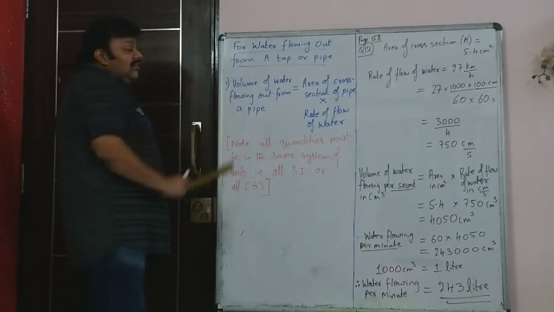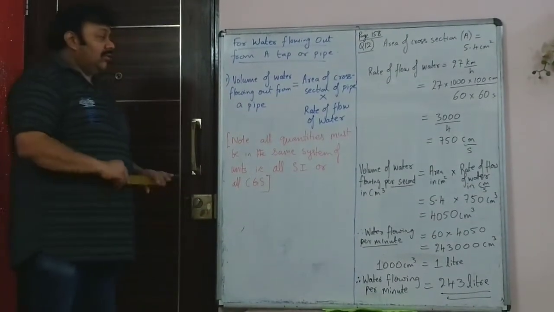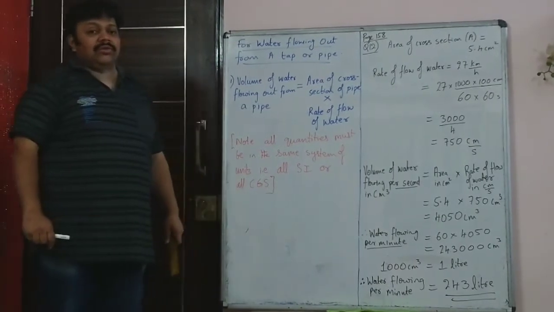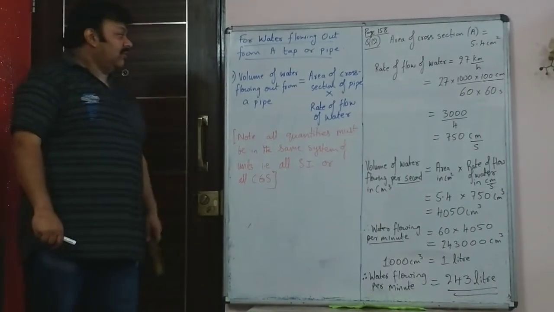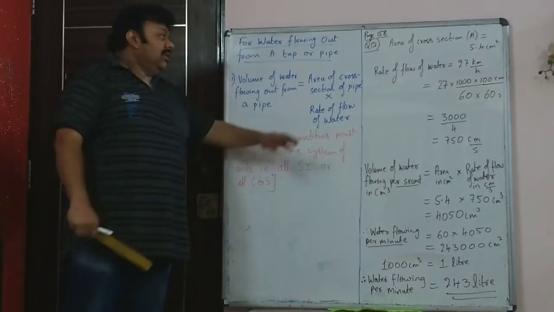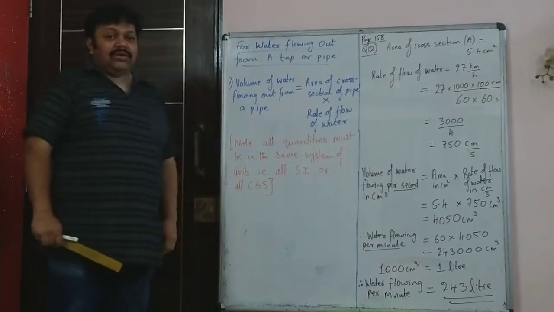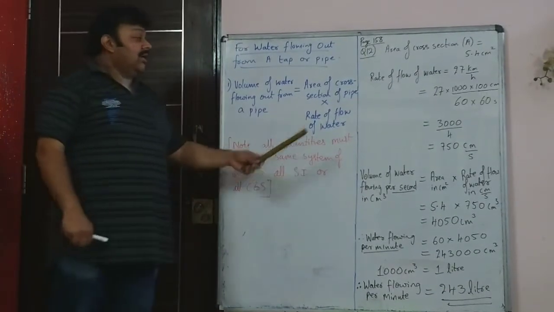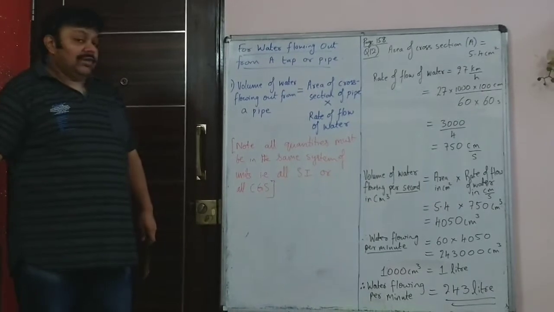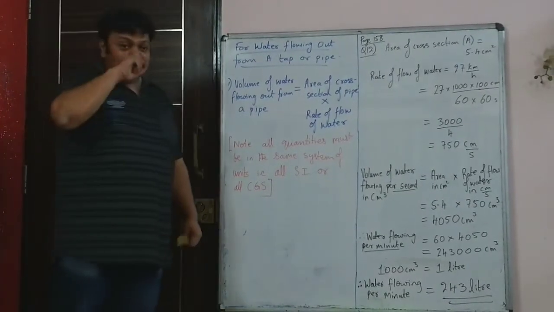The main thing you have to make sure in this sort of a sum is that everything should be in the same units, in the same system. So if this volume of water coming out from a pipe is in centimeter cube, then you will have to have area in centimeter squared and rate of flow of water in centimeter per second. So that is something you have to keep in mind.